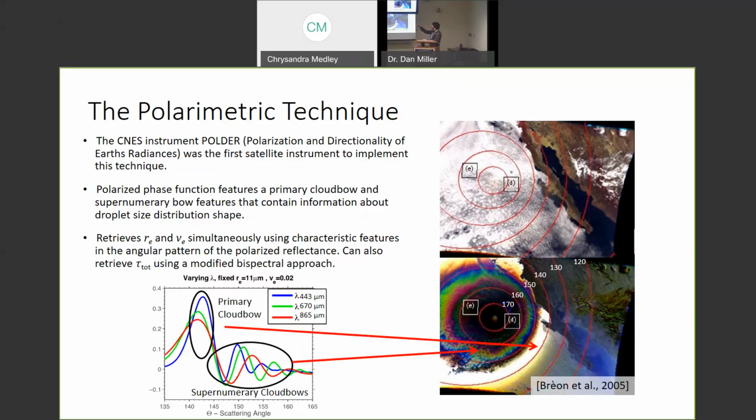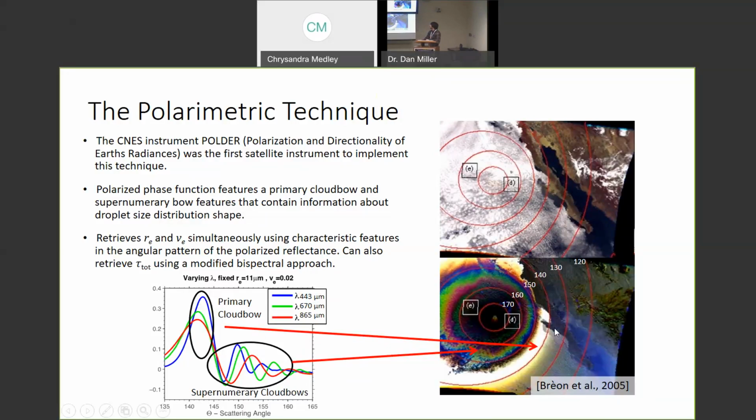So here's an example from the Polder instrument. It's a French space agency instrument. It flew in the A-train on the Parasol satellite. On the top right here is what total reflectance looks like from Polder's perspective. It's a wide field of view imager, so it's basically got a wide angle lens. And the red lines in that image are showing the different scattering angles that this one snapshot is looking at the cloud from.